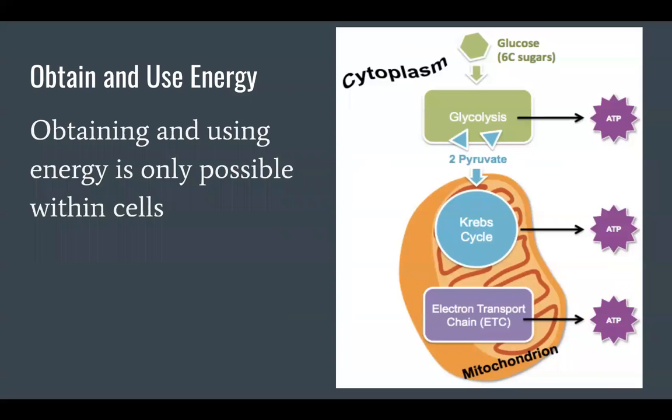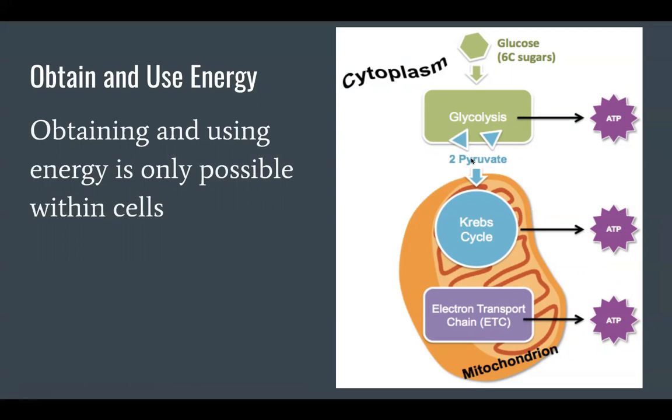Obtaining and using energy. Living things are able to gain energy by eating or by taking in energy from the sun, like plants when they photosynthesize. In order to survive and to function, living things must use the energy they have obtained. Obtaining and using energy is only possible with cells.